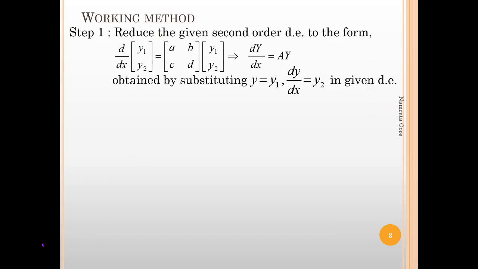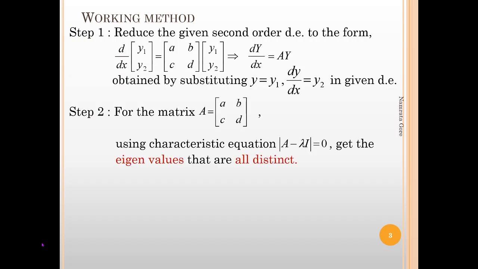So working method for this: the given second order differential equation can be reduced to the form dy by dx equal to Ay with the substitutions y equal to y1 and dy by dx equal to y2 in the given differential equation. The matrix A can be represented by a, b, c, d, for which we'll find the characteristic equation and get the eigenvalues that will be all distinct.